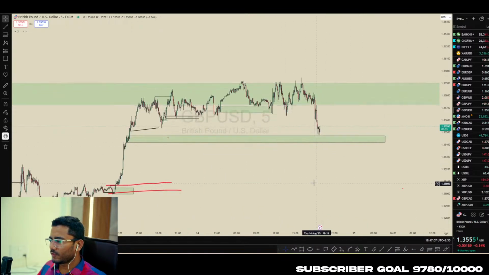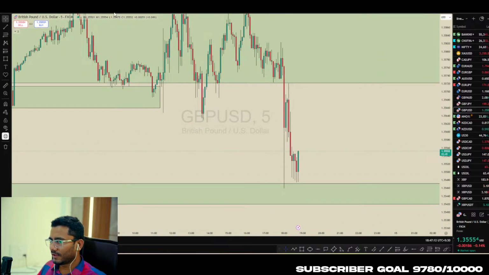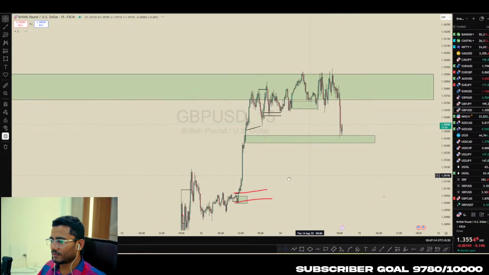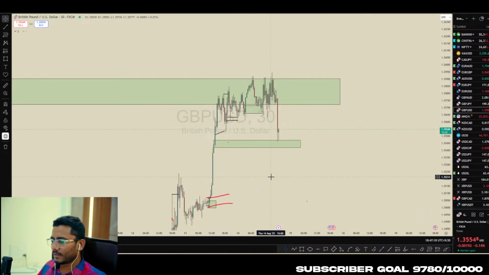Let's wait, because it has already been mitigated. Price tapped and it has been mitigated. So I don't think this is a good area to buy. Let's wait for price to create more structure.